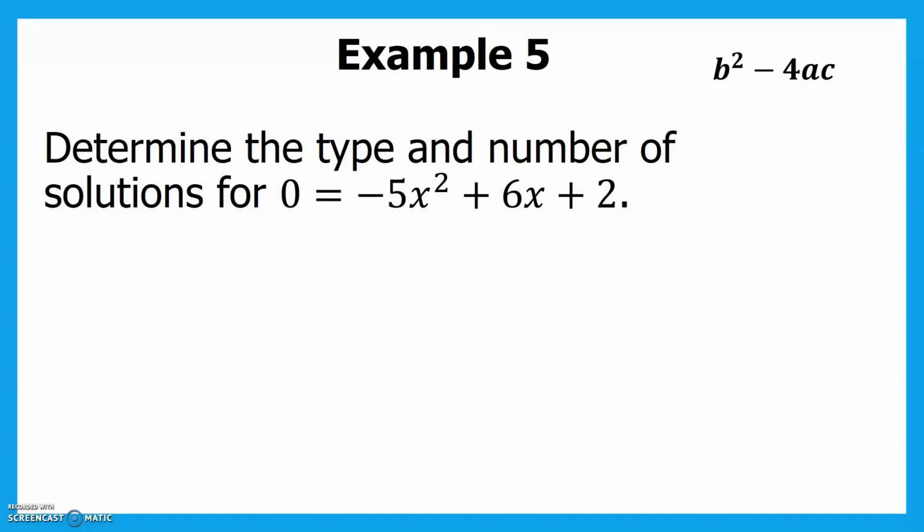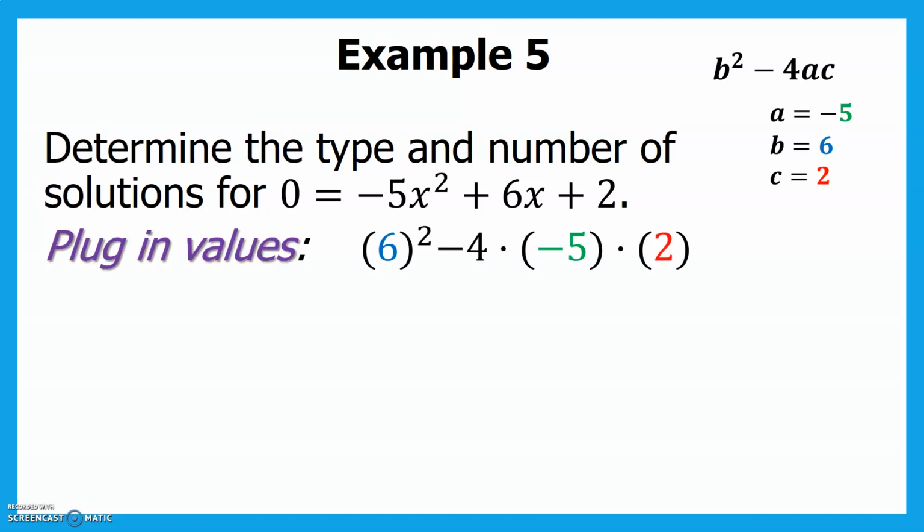Example 5. Determine the type and number of solutions for 0 equals negative 5x squared plus 6x plus 2. Identify A, B, and C. Well, A is negative 5, B is 6, and C is 2. Plug those values in to the b squared minus 4ac. When I do that, I get 6 squared minus 4 times negative 5 times 2. And then I'm going to do the math.